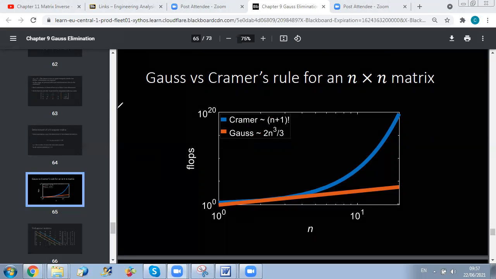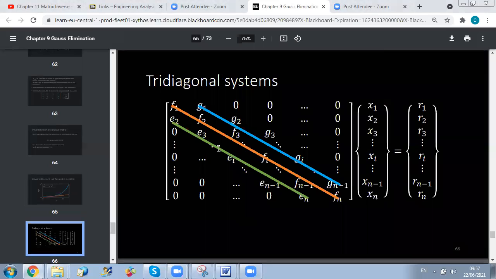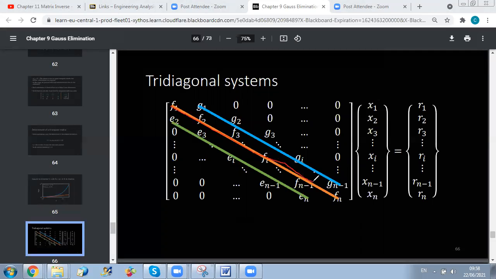The final part in this chapter will tackle tridiagonal systems. Okay. In tridiagonal systems, the matrix has a particular form where you have zeros everywhere except on the diagonal, and the line just above and just below the diagonal. This is why we call it a tridiagonal system. Okay.